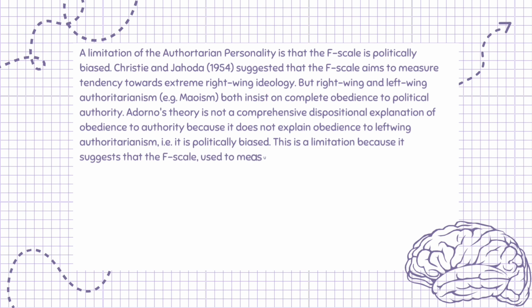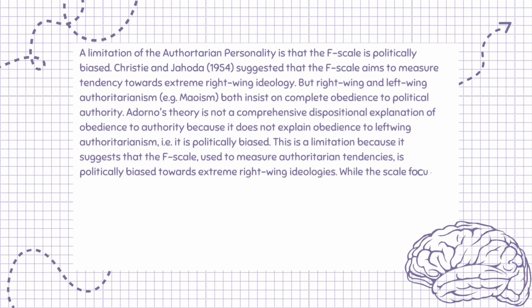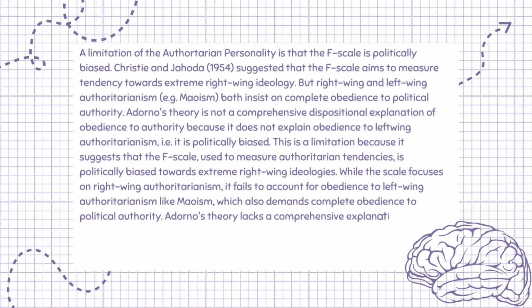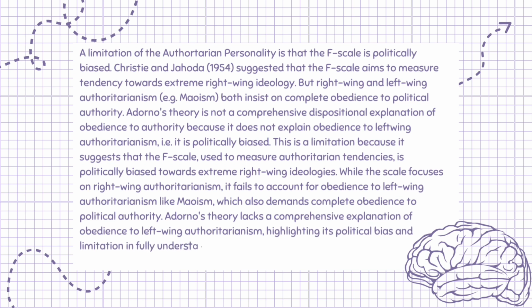This is a limitation because it suggests that the F scale, used to measure authoritarian tendencies, is politically biased towards extreme right-wing ideologies. While the scale focuses on right-wing authoritarianism, it fails to account for obedience to left-wing authoritarianism like Maoism, which also demands complete obedience to political authority. Adorno's theory lacks a comprehensive explanation of obedience to left-wing authoritarianism, highlighting its political bias and limitation in fully understanding obedience across different political spectrums.